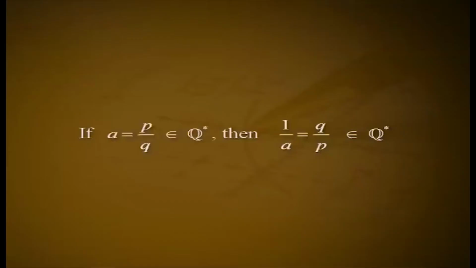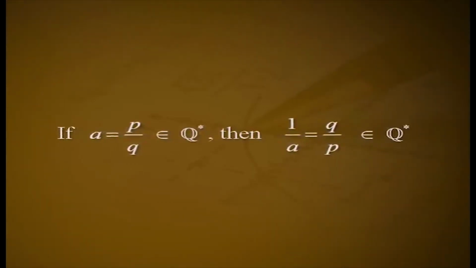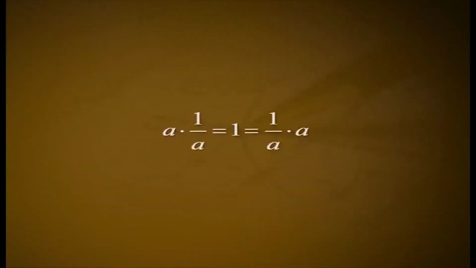G2. The number 1 belongs to Q* such that 1·a = a·1 = a for every a in Q*. Therefore, 1 is the identity element in Q* for the operation multiplication. G3. If a = p/q belongs to Q*, then 1/a = q/p belongs to Q* such that a·(1/a) = (1/a)·a = 1. Thus, for every non-zero rational number, there exists a multiplicative inverse in Q*. Therefore, Q* is a group under multiplication.